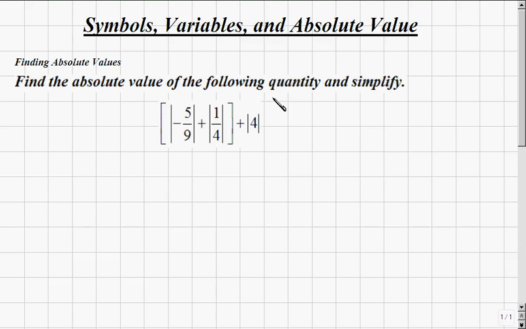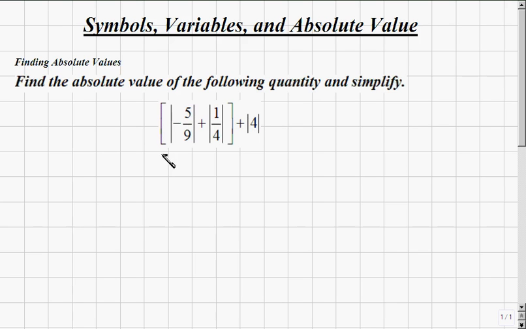Let's find the absolute value of the following quantity and simplify. The quantity of the absolute value of -5/9 plus the absolute value of 1/4, and to that let's add the absolute value of 4. To do this, we'll first find the absolute value of the numbers within the quantity and add them together afterwards. Then we'll also find the absolute value of 4 and add that to our result.